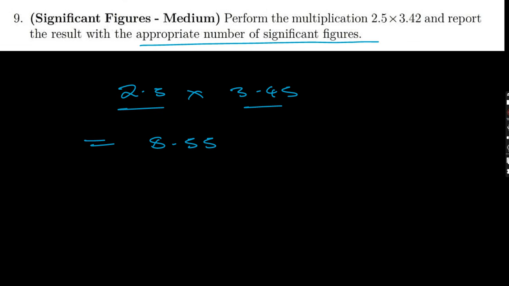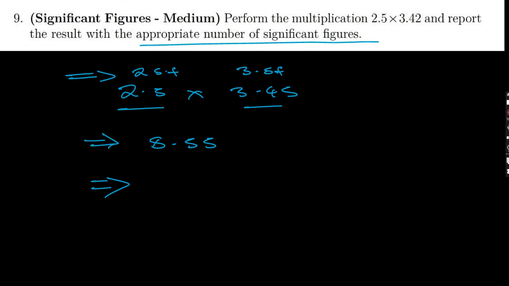But for us to report our answer, we're going to consider the number of significant figures here. So we have here 2 significant figures, and here we have 3 significant figures. So now we are going to report our answer in 2 significant figures, because 2 significant figures is less than 3. So we follow the one with fewer significant figures. It's the one which will determine the number of significant figures in our final answer.